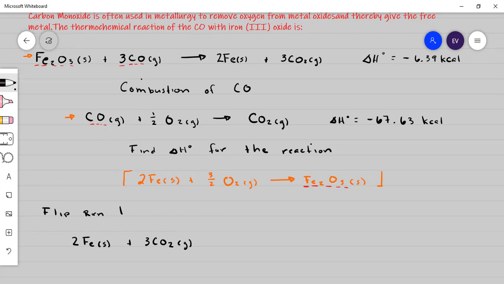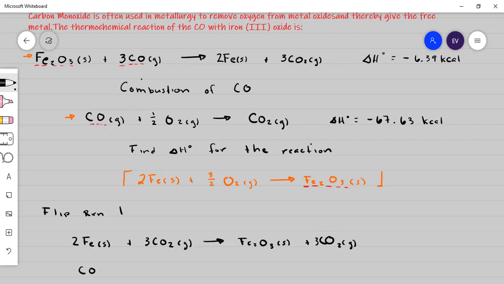It yields, in this case, iron(III) oxide solid plus 3 moles of CO2. Sorry, I was looking at the wrong thing there for a second. Okay, so we have that. So we flip this one, and then we're going to combine it with this one here.